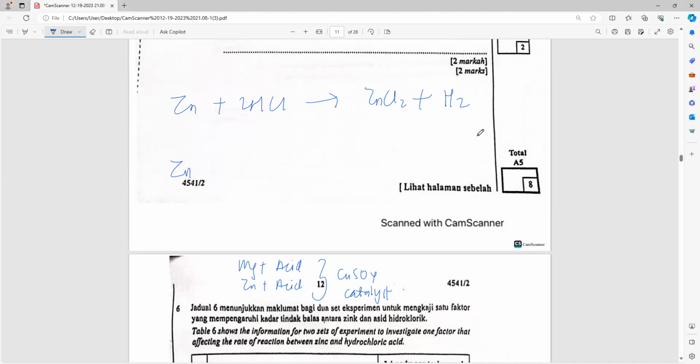So zinc is my solid, I write it back again. Hydrogen gas is my gas, I write it back again. And then I am going to break it up. HCl I can break up to H plus and Cl minus. And zinc chloride also, Zn2 plus and Cl minus. Here 2 Cl minus, here 2 Cl minus. Now, which one before and after the arrow? It is the same. Cl, right? All can see that, right? So they're just going to cancel Cl.